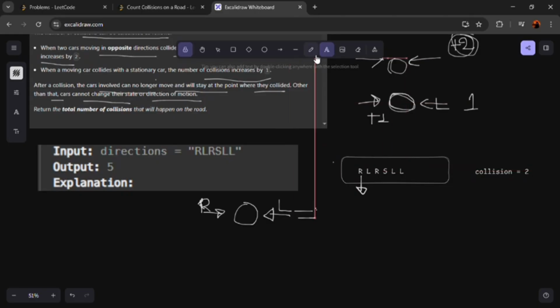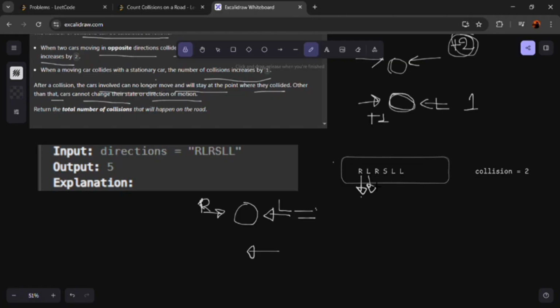Okay, now our pointer moves further. Next, here the car moves in the left direction. Sorry, no, we didn't take this because this is now a stationary car. Because when the collision happened, the car must be a stationary car.